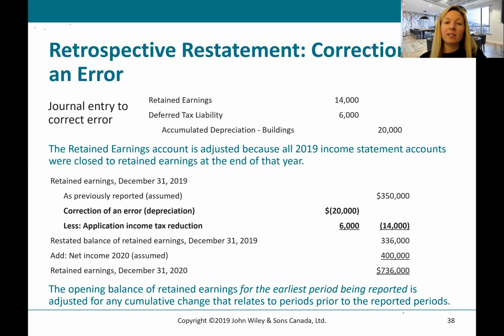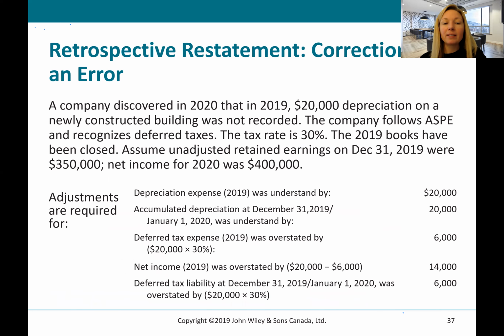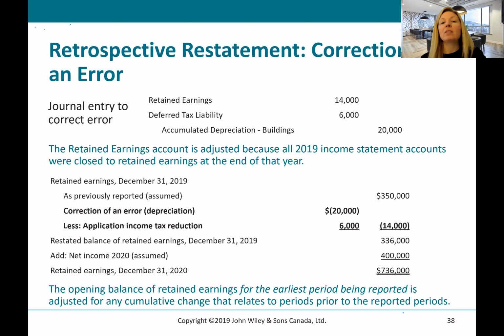We're going to increase the accumulated depreciation on the building because that is understated by $20,000. So we need to increase the accumulated depreciation. And then the net of the two is going to go through retained earnings as a prior period adjustment. The retained earnings account is adjusted because all 2019 income statement accounts were closed at the end of that year. And here's our reconciliation of retained earnings. So you can see again, we've got as previously reported, 350,000, correction of an error depreciation, less income tax reduction. And then we've got our restated opening balance. We're going to add our net income and get to our ending retained earnings.